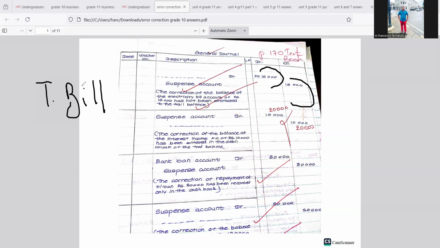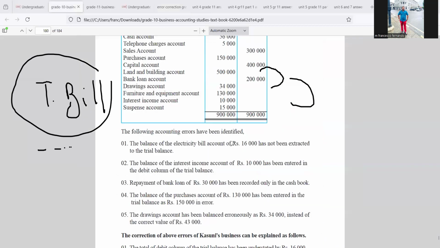Therefore, for this trial balance, we put dot dot dot dot. That is why here they have put some dots. Dot dot dot dot debit, suspense account credit. So for the first adjustment, since it is not extracted to the trial balance, you have to debit it to the trial balance and credit it to the suspense account.